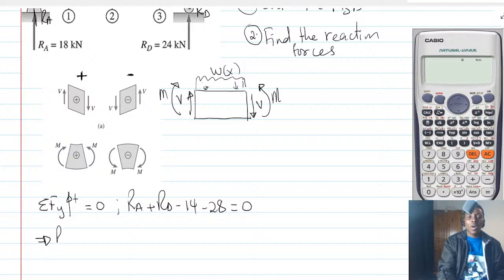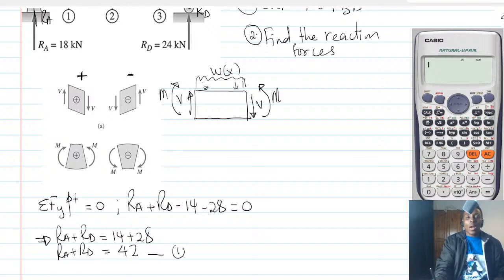So RA plus RD is 14 plus 28. And what is that? 14 plus 28 is going to give us 42, right? So let's call this equation 1. And then we are going to sum moment.